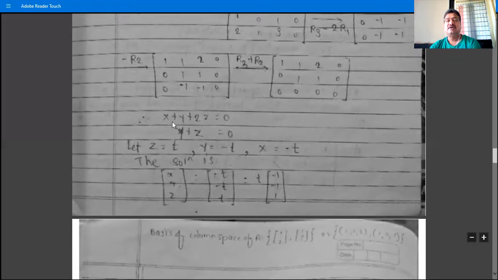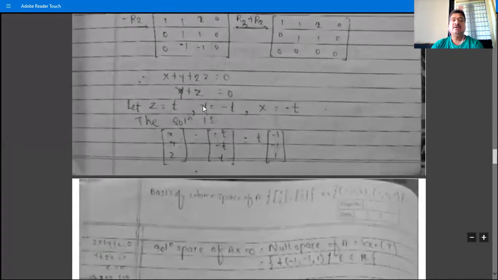So what are the equations? x plus y plus 2z is equal to 0 and y plus z is equal to 0. Here we have two equations and three unknowns. So assign one unknown: z is equal to t. Either we assign z or y. Therefore y is equal to minus t, and x is equal to minus y minus 2z. Substituting y and z as minus t and t, we have x is minus t from equation number 1.